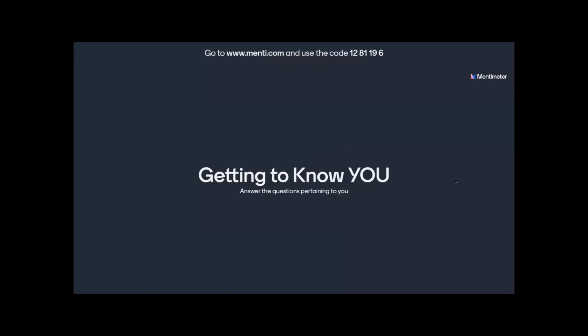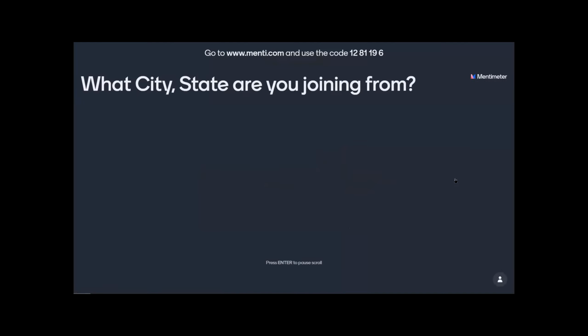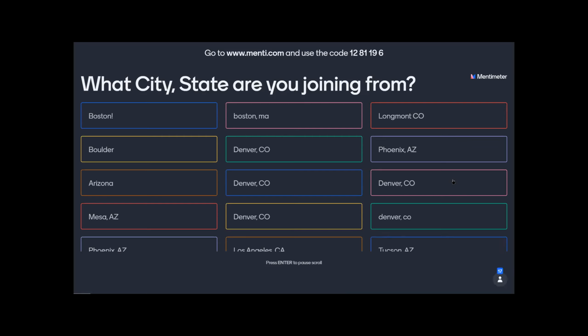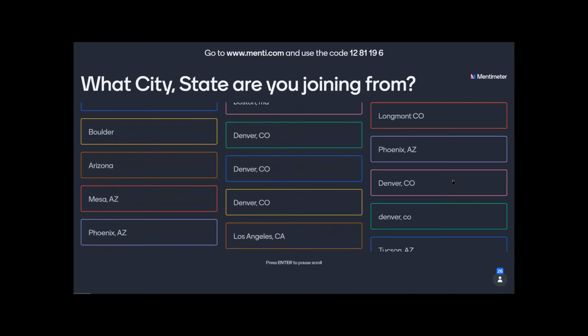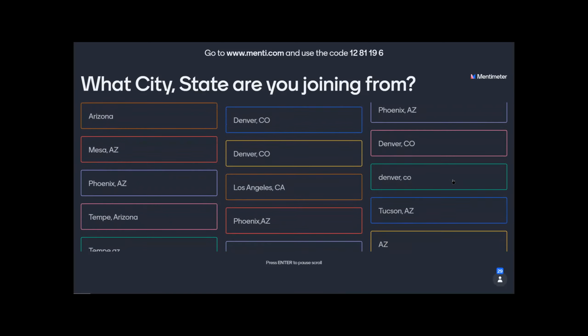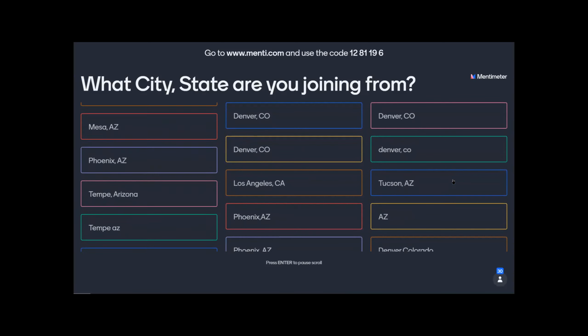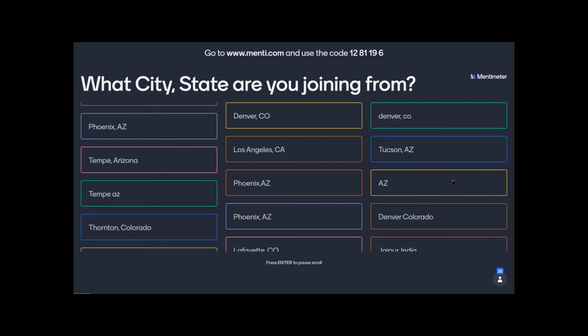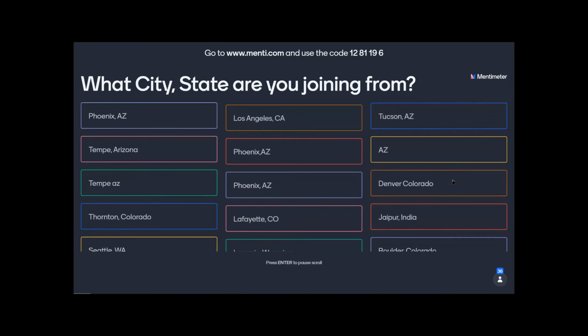So let's go ahead and I'm going to switch over to Menti, and we'll see how many are in. So again, if you want to participate, and hopefully you do, from a desktop computer or a smartphone, the code is 1281196. All right, it looks like we got a lot of people in here. All over the place: Boston, Phoenix, Denver, Tucson, Tempe. Got some people in California. We'll leave this up for another 10 seconds, and then we'll move on to the next question.